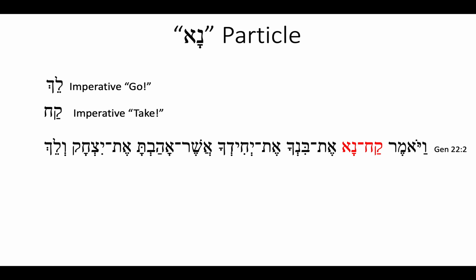So this verse has two nice imperatives: kach at the beginning of the verse, and then at the very end of the verse, we have lech. So lech is go and kach is take. And as you can imagine, give, take, go, come in are obviously very common forms.